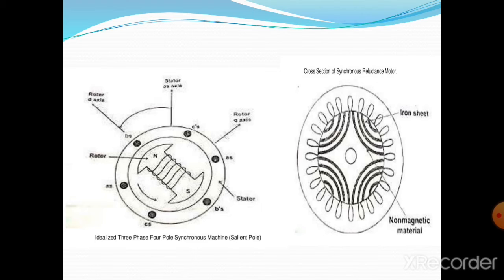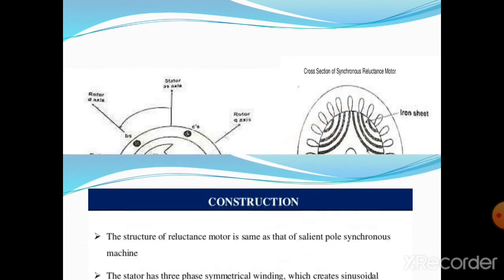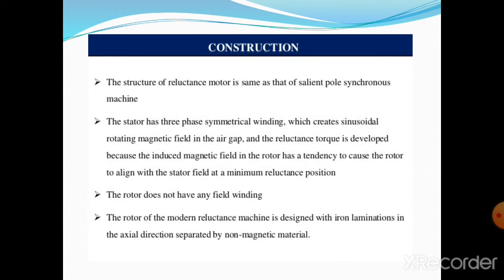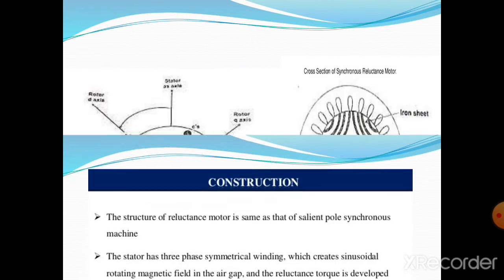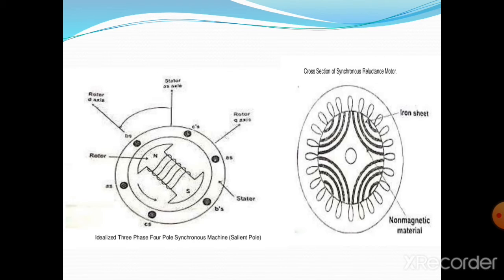This is the construction diagram of the synchronous reluctance motor. As I already said, the rotor does not have any field windings. This is the diagram of the synchronous reluctance motor. This diagram is known as an idealized three-phase four-pole synchronous machine, which means it is a salient pole machine.